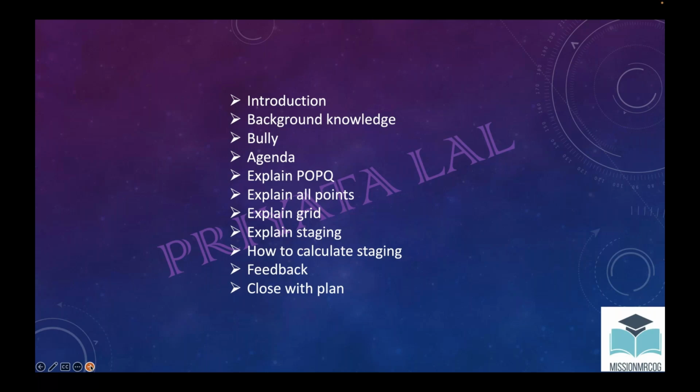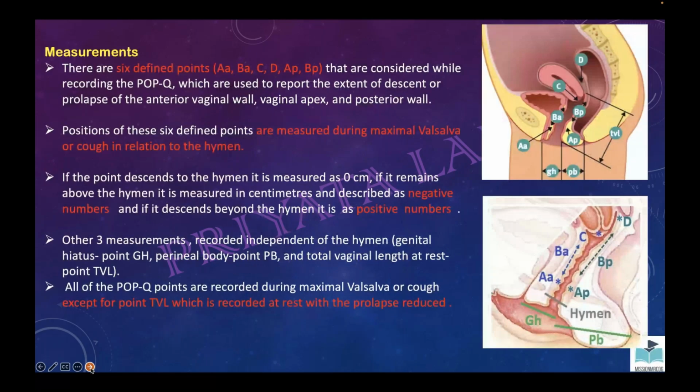Now, in the POP-Q, let me tell you, we measure 6 points. Actually there is measurement of 9 points. 6 points we measure, and that will help in assessment of prolapse, and 3 other descriptive point measurements are there.